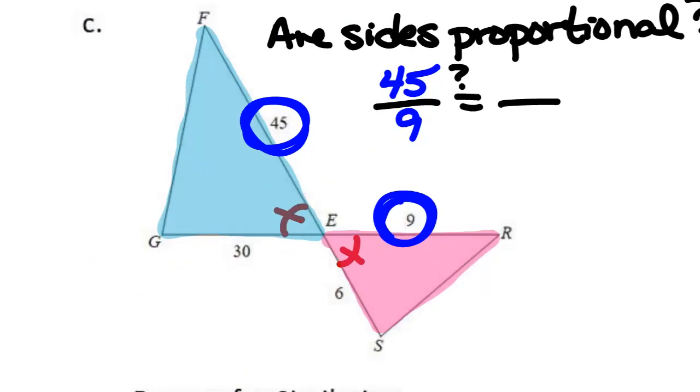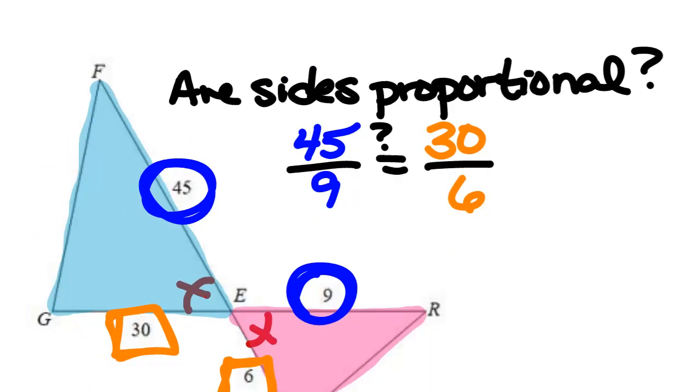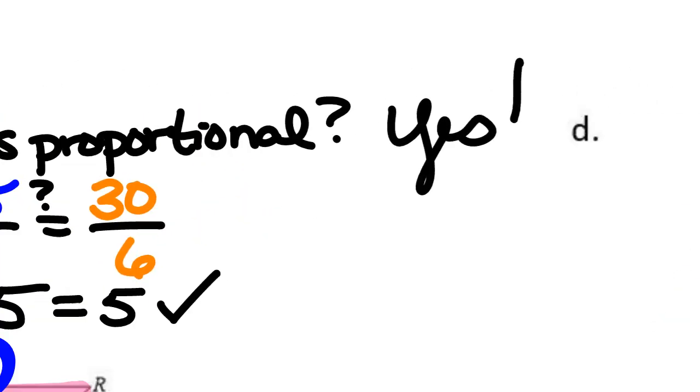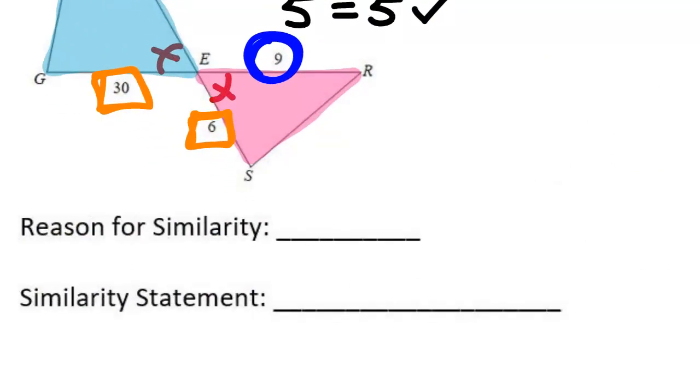And then I have to match up my other two sides, the 30 and the 6. Which one has to go on top because of the way I set up the other fraction? 30 has to go on top. 30 over 6. What is 45 divided by 9? And 30 divided by 6? 5. Are the sides proportional? Yes. So are these triangles similar? Yes. Using which reason? Using side, angle, side.